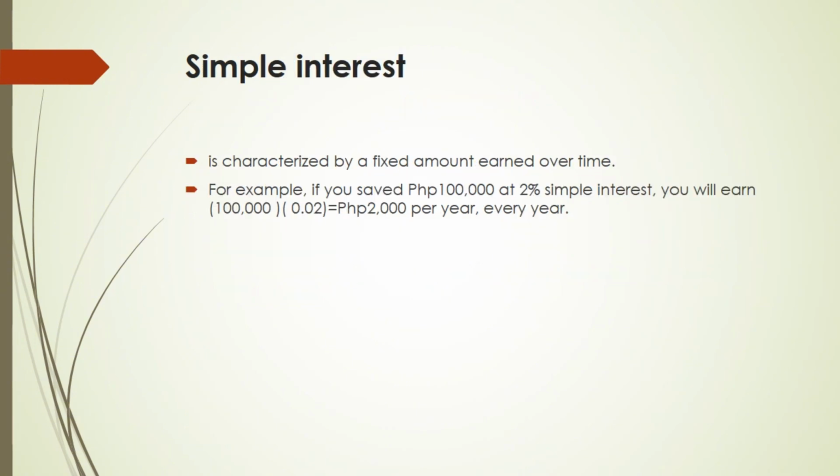Simple interest is characterized by a fixed amount earned over time. For example, if you saved 100,000 pesos at 2% simple interest, you will earn 100,000 multiplied by 0.02, which is 2% in decimal, which is equal to 2,000 per year for every year.